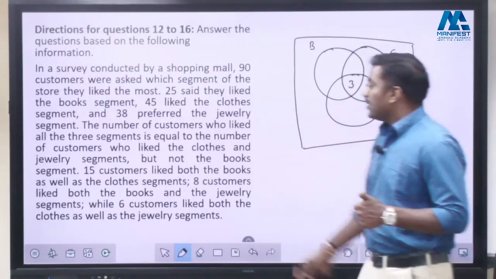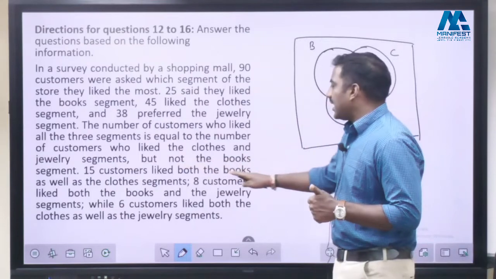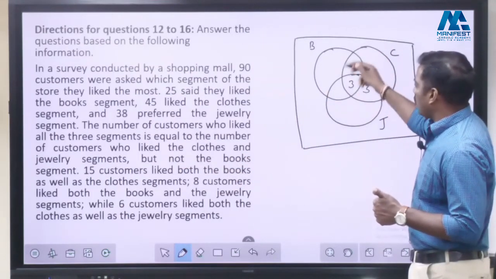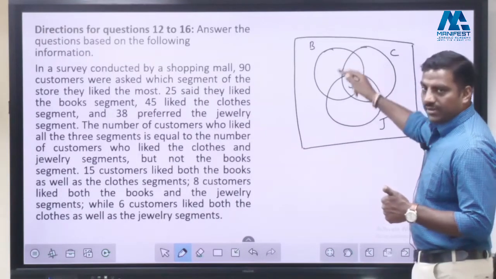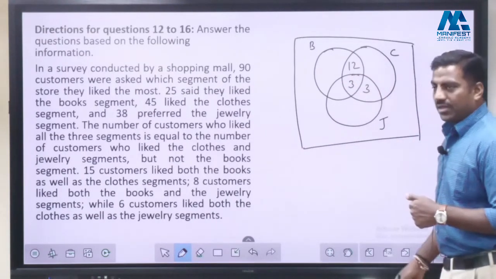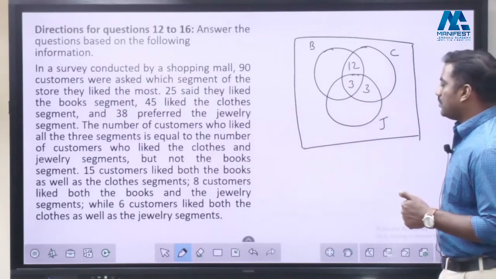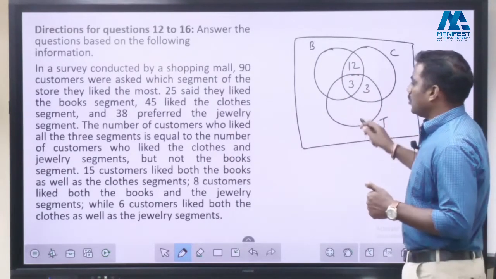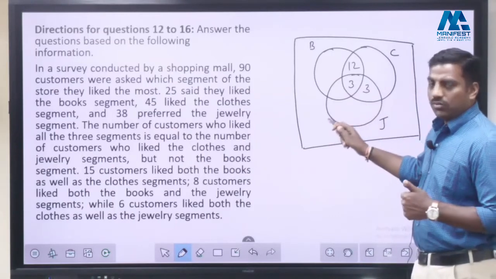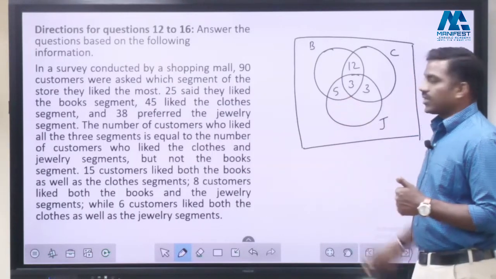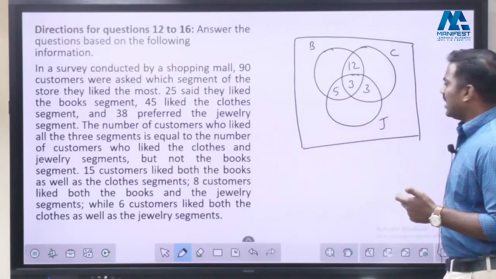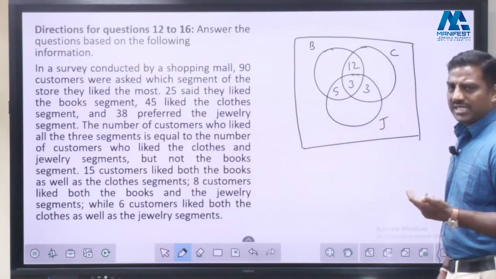Now, 15 customers liked both books as well as clothes. Books as well as clothes, how many totally? 15. Already 3 are marked, so 12 here. Now 8 customers liked both books and jewelry. Books and jewelry total 8. Already I have filled 3, so 5. Yes. Then done. Almost done. 4 segments are done.